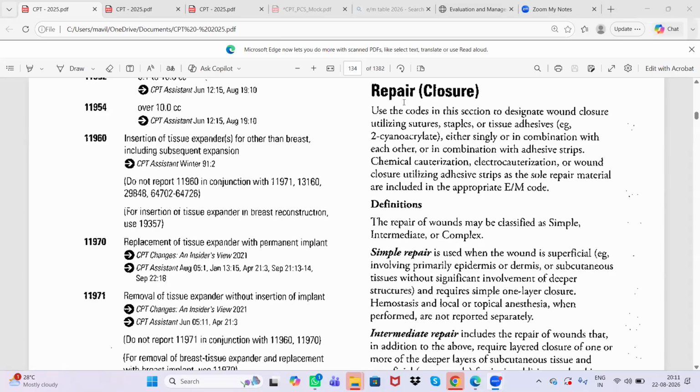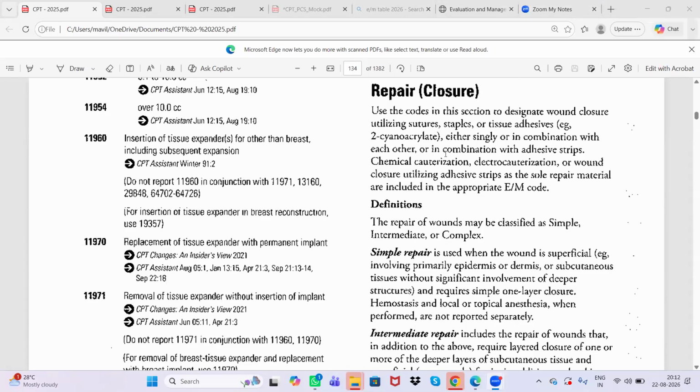So what is repair? When can we code repair? What is your knowledge on repair? If you want to speak, you can unmute. What are the types, if any? If any cut happens on the hand or leg, at that time we will repair with sutures, skin adhesive, like that.